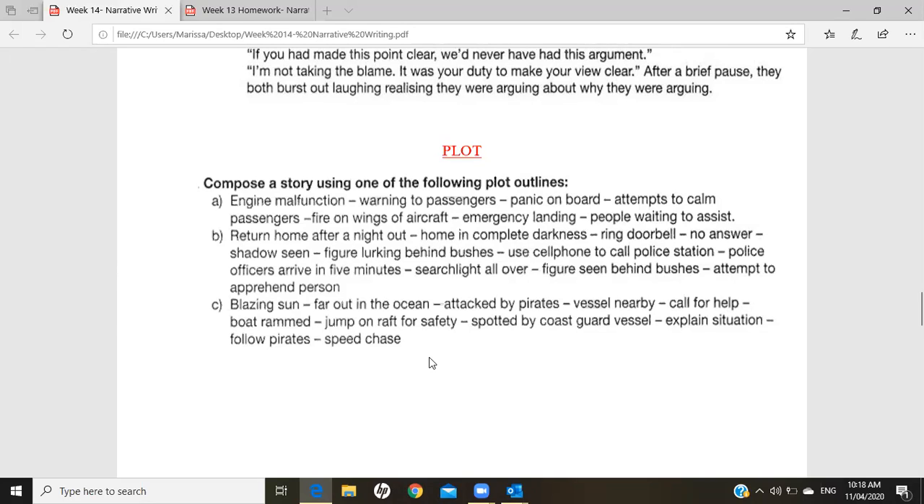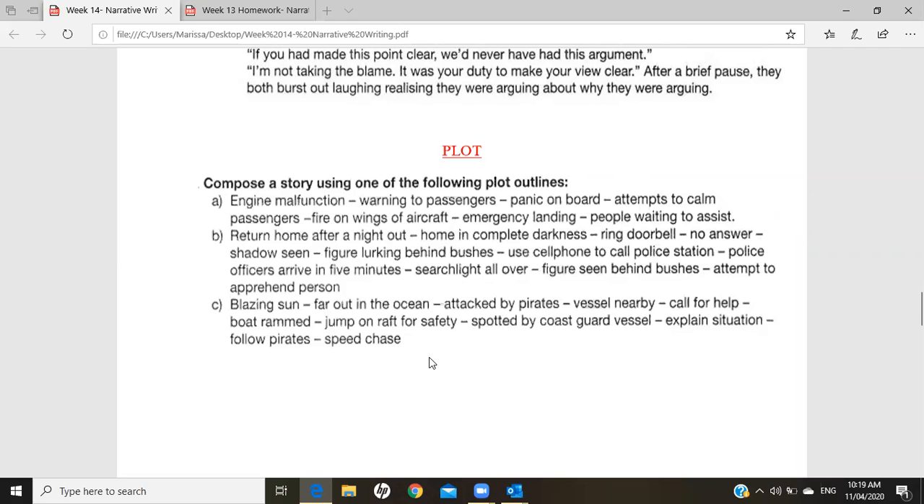What's going to happen? How would the speed chase end? Rihanna, how would you end the speed chase? If you got attacked by the pirates and the Coast Guard came, they found you, you explained to the Coast Guard what happened, and then you all tried to chase the pirates. What would happen at the end of the speed chase?